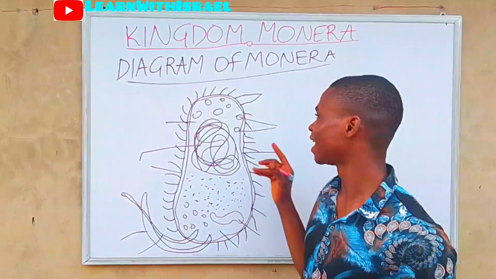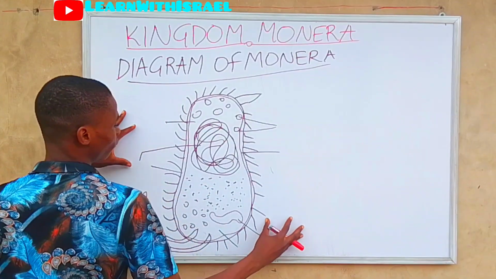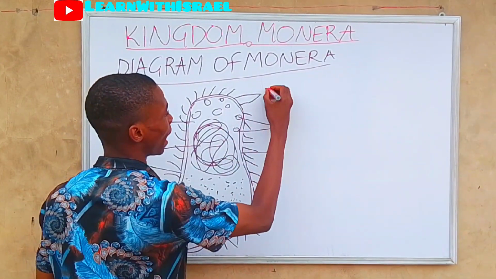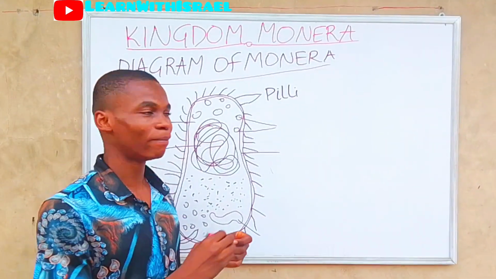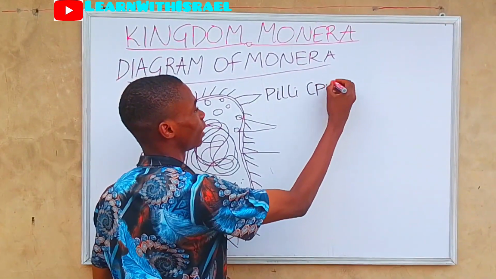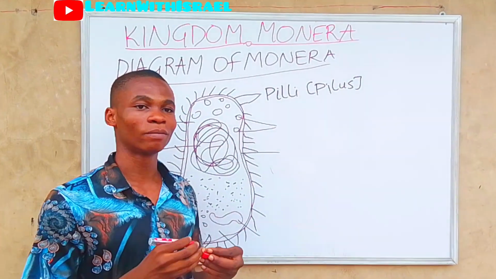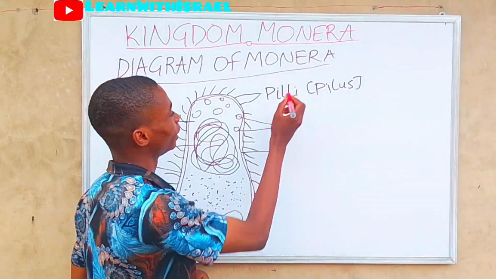So guys, this is the diagram of Moneran. Let's start from here. This is the pili, and the singular is pilus. It means one pili is called pilus, while once it is more than one, it is called pili.